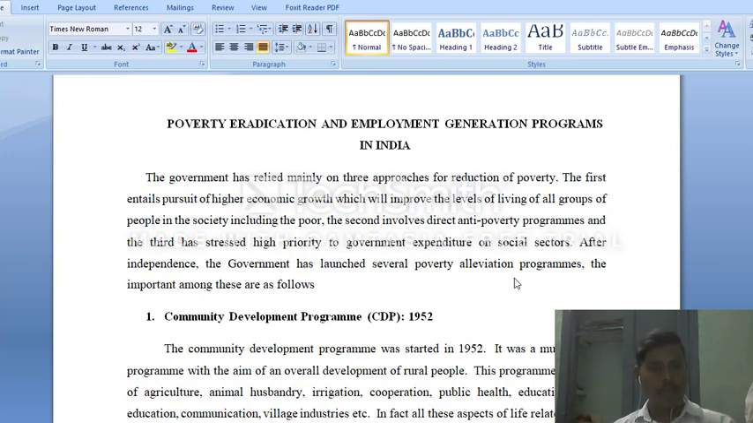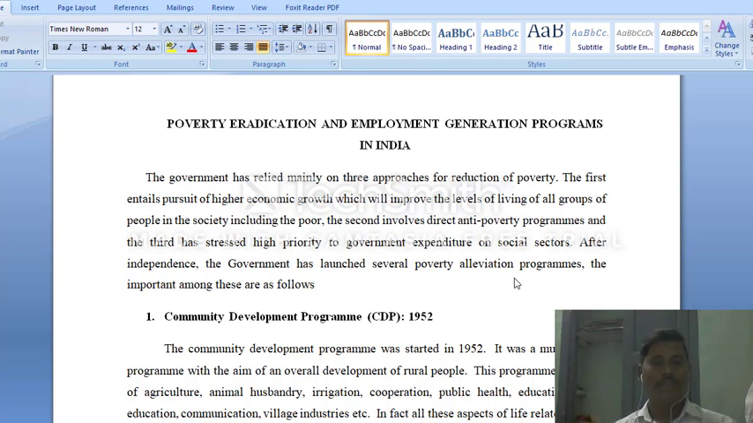Today I am pleased to have a class on poverty eradication and employment generation programs in India. Dear friends, as we are witnessing, the government has been striving a lot to eradicate poverty and to create employment opportunities since independence.